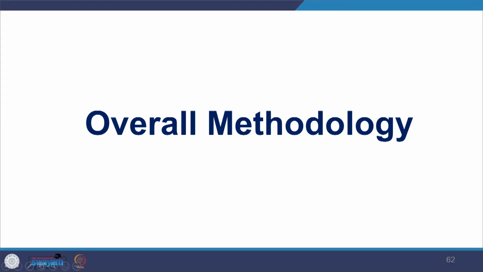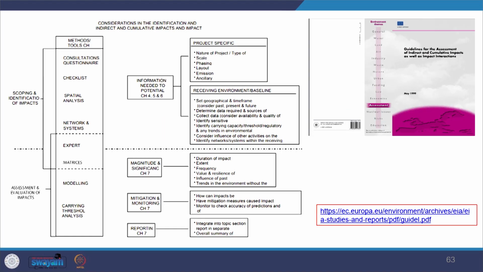So now very briefly looking into the overall methodology. So here I have taken from the guidelines for the assessment of indirect and cumulative impact from the European Commission guideline, which I just showed you. So you can see here how the overall framework is. So if you see here, you have seen that majorly the first stage is scoping and identification of impact, and then you do the assessment and evaluation of impacts.